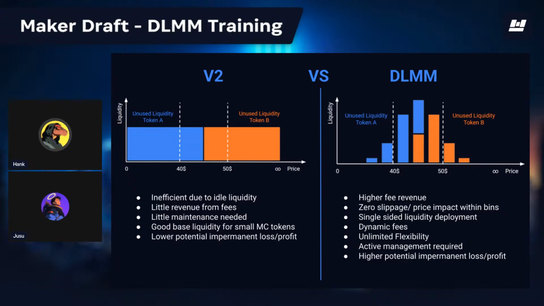Whereas DLMM is very efficient. You can earn high fees, high rewards. You're enabling zero slippage trading with it. So you earn dynamic fees. If there's more volatility in the market, the fees get ramped up even more. So there's a lot to take advantage of, but you need to actively manage it.